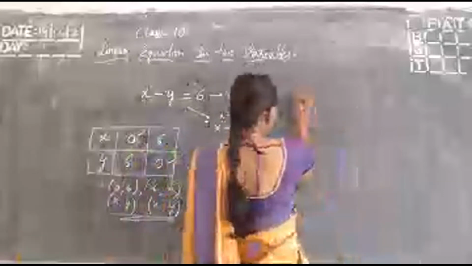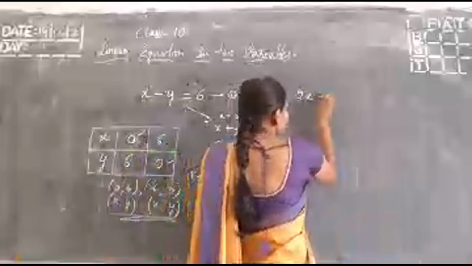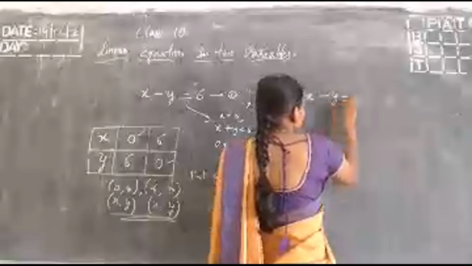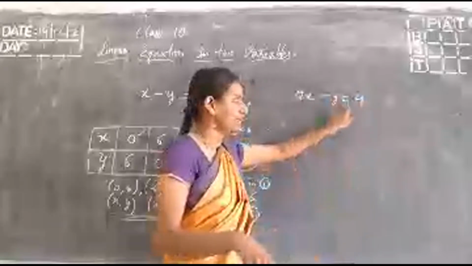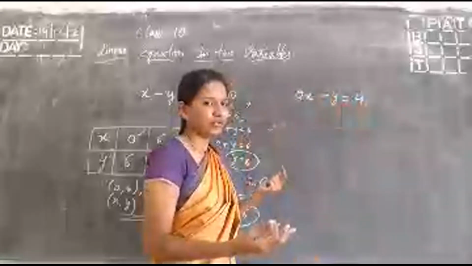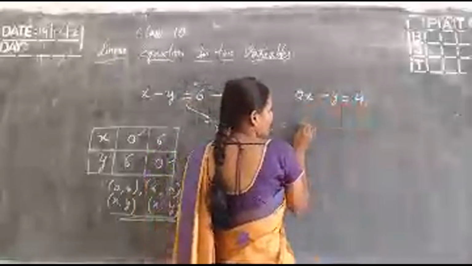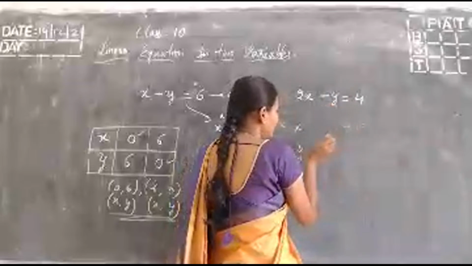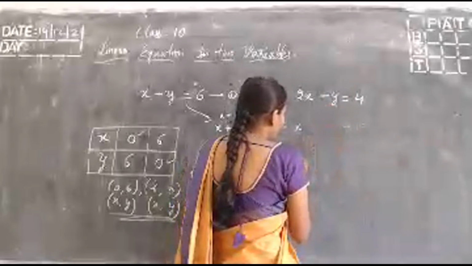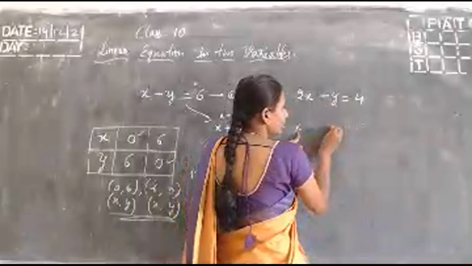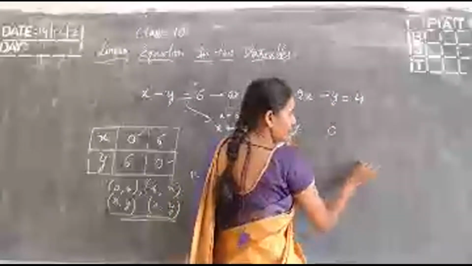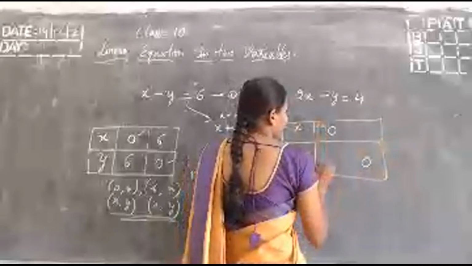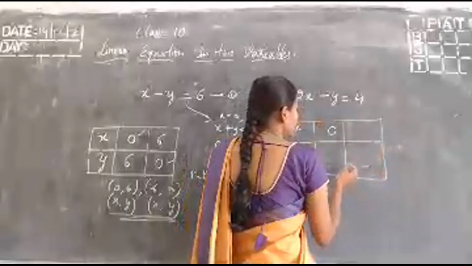Next, this is the second equation which I have taken to help you understand. I will take a little bit more difficult one: 2x minus y is equal to 4. What we have to do is, first I will draw the table here. If you feel it is difficult, first put x is equal to 0 and y is equal to 0.